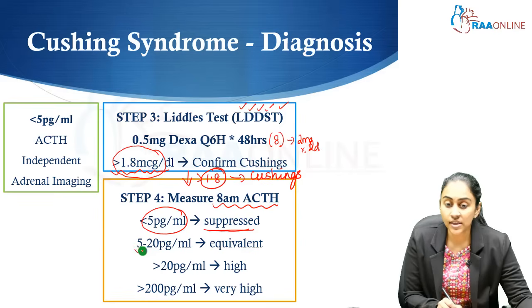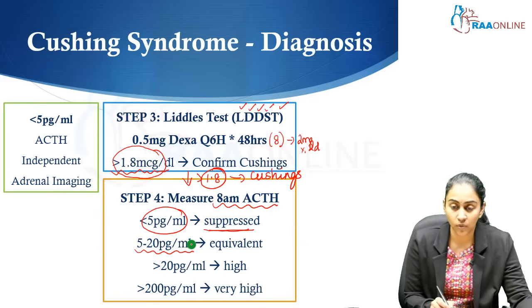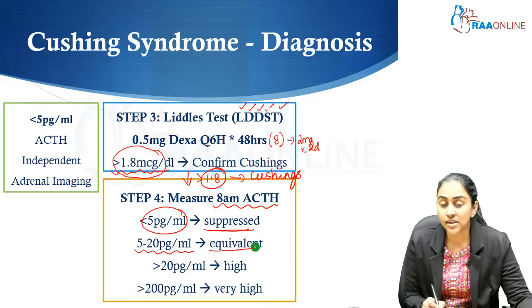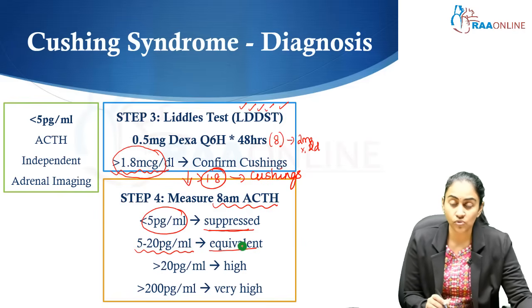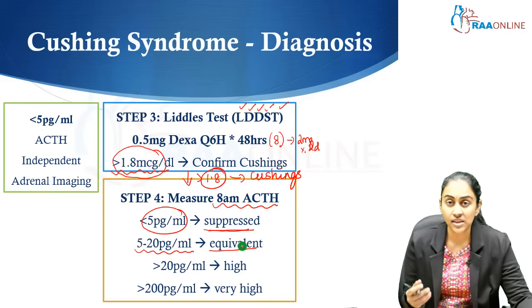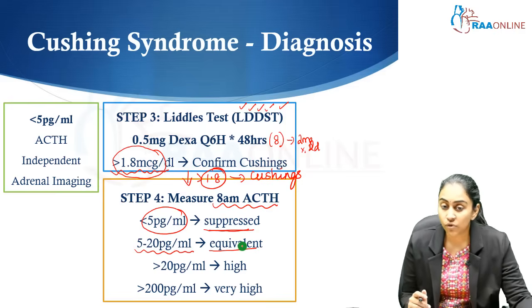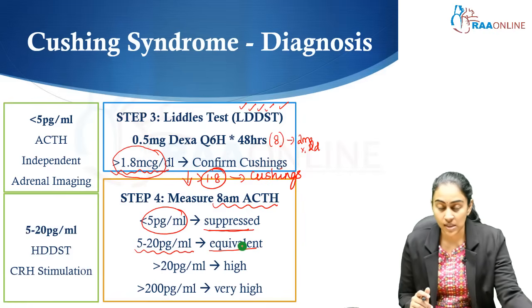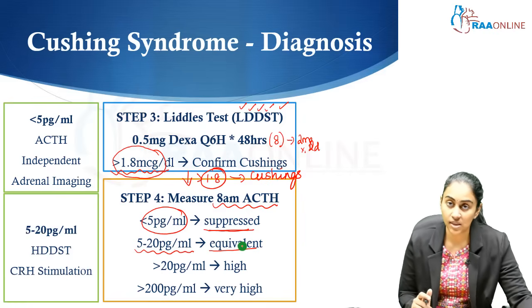If the ACTH is going to be in the grey area, 5 to 15 or 5 to 20 picogram per ml, this is equivalent. Still, it is not suppressed. So, the problem may be in the pituitary or in a tumor which is secreting ACTH. Therefore, we need to do either CRH stimulation or a HDDST.